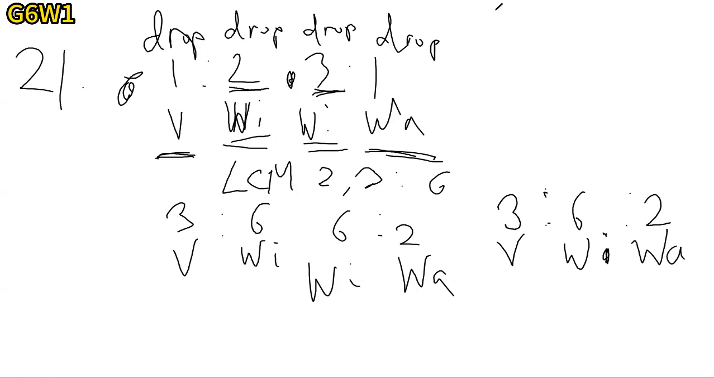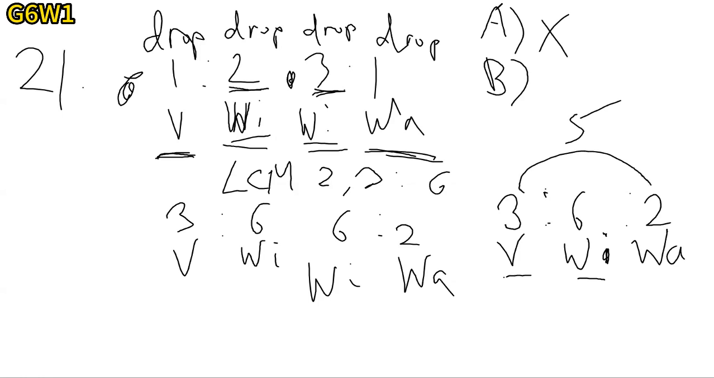Now let's look at the options. A, there is more vinegar than wine. Let's see, vinegar and wine. There's clearly more wine, so not A. And B, there is more wine than vinegar and water together. So wine is 6 droplets, and vinegar and water is 5 droplets. So that's true, which means the answer is B.